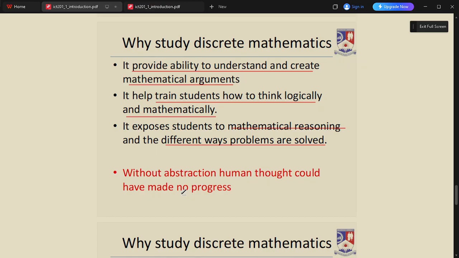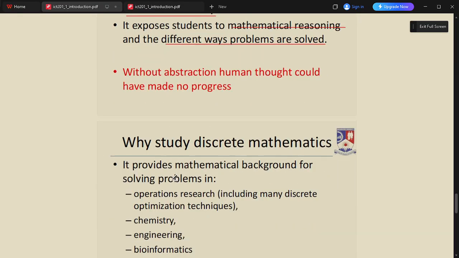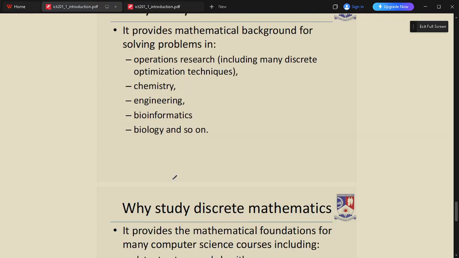Note that without abstraction, human thought could have no progress. We earlier mentioned abstraction. These are ways that the human mind uses to manage complexity. So without this abstraction, human thought could have no progress in life.